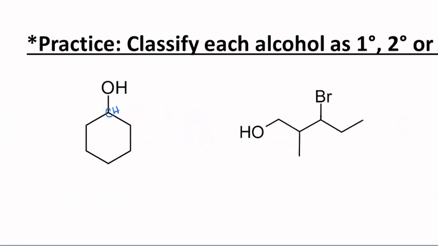Here we have a CH. Here there's a CH2, a CH2, a CH2, CH2, CH2. So this is the carbon that is holding the OH. It is bonded to 1, 2 carbon chains. So let's put it in the chat. What is the classification of this? Excellent. A secondary alcohol.